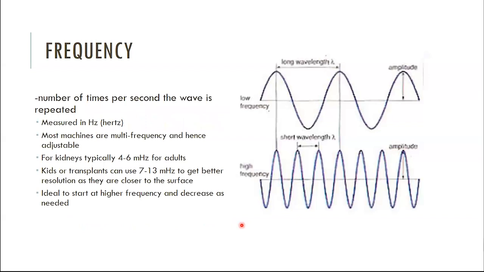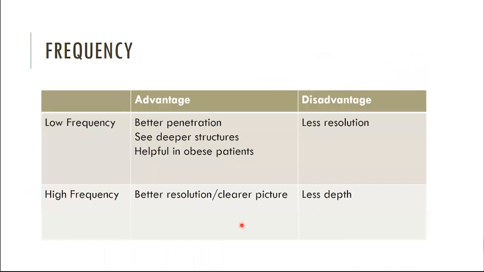The frequency you can adjust. The frequency is the number of times per second that the wave is coming back to the machine. Low frequency lets you penetrate deeper into the body. Higher frequency doesn't go as deep, but gives you much better resolution of what you are seeing. And so for kids and kidneys in particular, the higher frequency tends to get you good resolution, as long as they're not obese teenagers, then you may need lower frequency for those patients. Again, high frequency gives you better resolution and a clearer picture, but less depth.